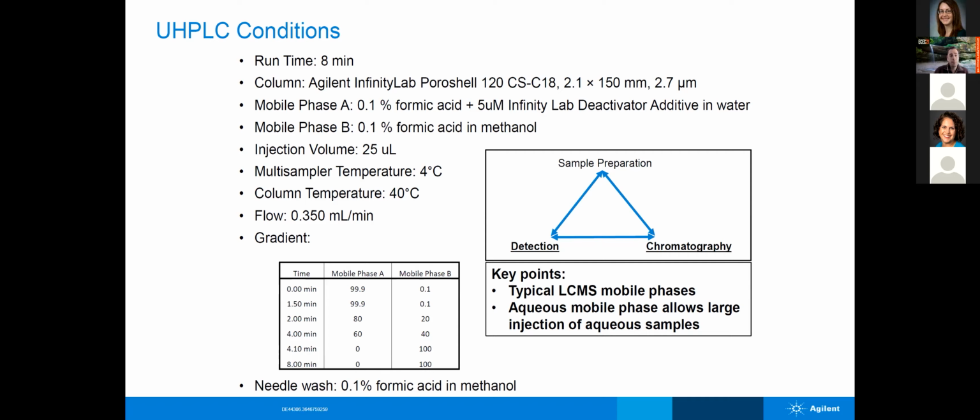Mobile phases are pretty simple: water with some formic acid, and methanol with some formic acid. The injection volume is 25 microliters because we are in an aqueous matrix here. We don't have to do a solvent exchange or extraction into organics. We can keep a high injection volume, which means we can inject more sample if we need to, or less sample if we want to. That means we could get more sensitivity if we need to.